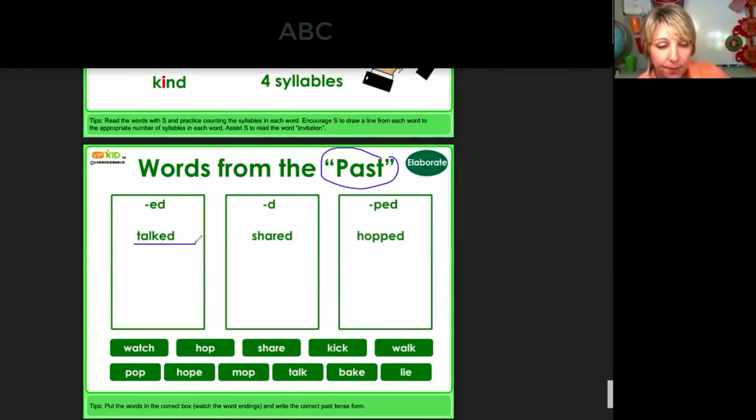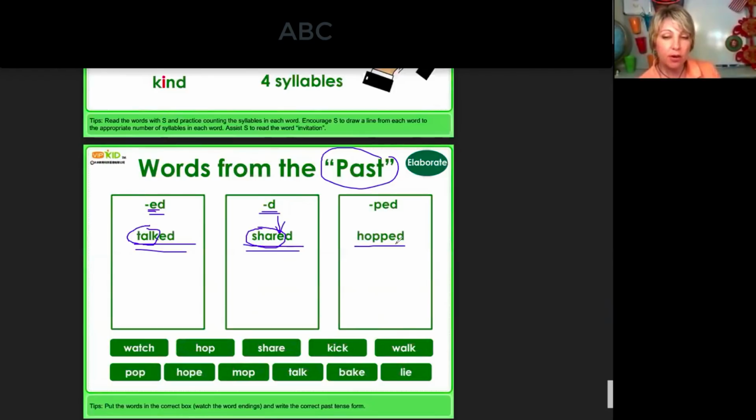Look at this one. What did we add to talk to make it in the past? And she'll tell me ED. And we'll look at this one. What did we add to share to make it in the past? And she'll tell me D. And I'll say, Kokomi, look at the two words, talk and share. Do you see how they're different? What's the last letter on share? And she'll point out that it's the E. Excellent. So we don't have to add the E, just the D.